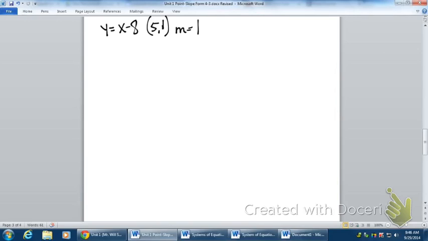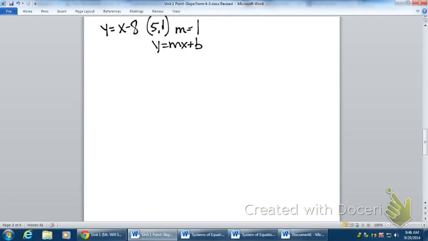Now, if we have a slope and a point, and we're trying to go to slope-intercept form, what are we missing? Y-intercept? We're missing the y-intercept. Good job, Autumn. Yes, we're missing our y-intercept, so we need to figure it out. If we have a point and a slope, all we need to do is substitute that into our y equals mx plus b equation.